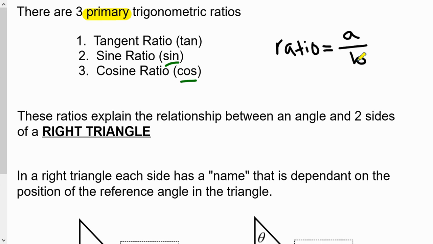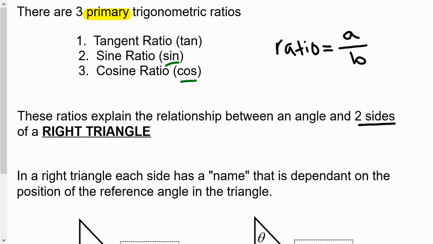Here, those two things in our ratio are going to be the comparison of two sides, right? Two of those three sides of the triangle. We're only ever going to work with two sides at once, but that's why we have three ratios, because each of them describes a different pair of sides.